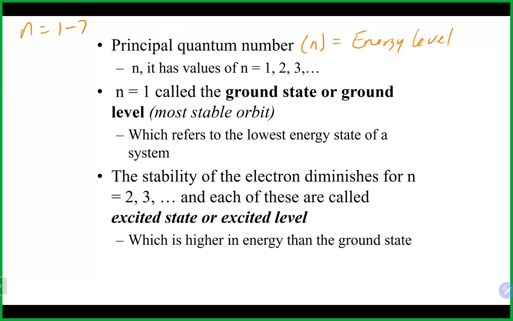An n equals 1 value is what is referred to as the ground state, or the ground level. It is the one that is closest to the nucleus. It is the most stable energy level because it's lowest in energy. As we will talk about, electrons do fill lowest energy to highest, and the lower the energy level, the closer to the nucleus it is. Anything above n equals 1, from n equals 2 through 7, is what is referred to as the excited states. Those are typically higher in energy, and as you continue up, they are also further away from the nucleus.